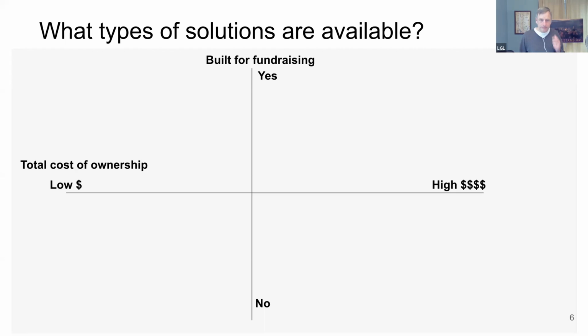So I wanted to talk a bit about the types of solutions that are available. I saw one using Razor's Edge, one using Airtable. There are a lot of different options out there. I'm not going to show all of them. There are dozens and dozens of options out there, but just to give you a sense for how they kind of lay out in general. The graph here is broken down by total cost of ownership, low on the left and high on the right. And then the vertical line is built for fundraising, no or yes.